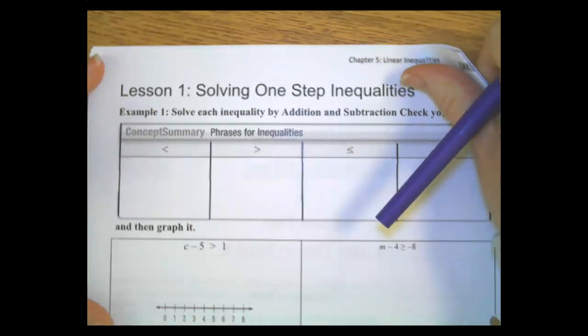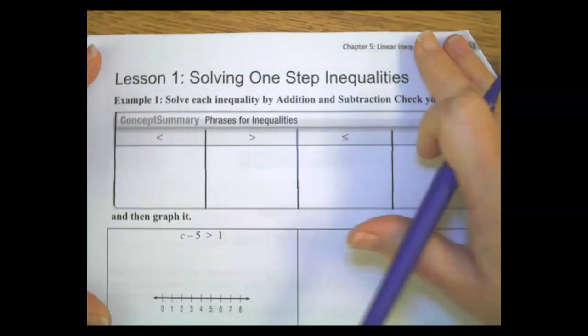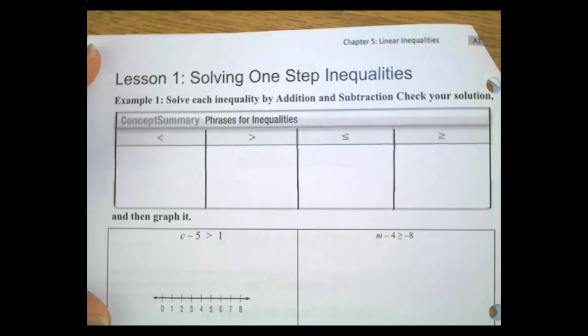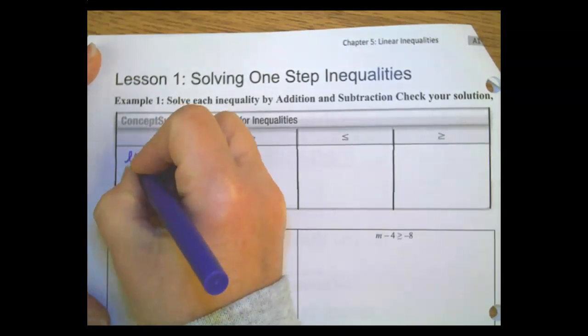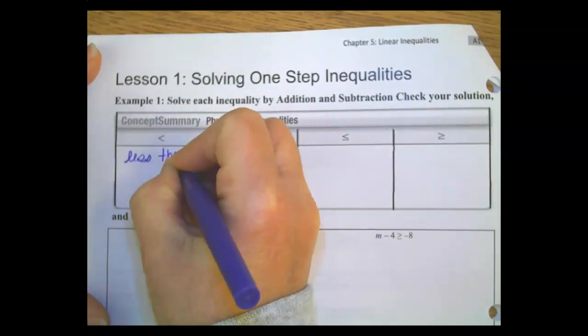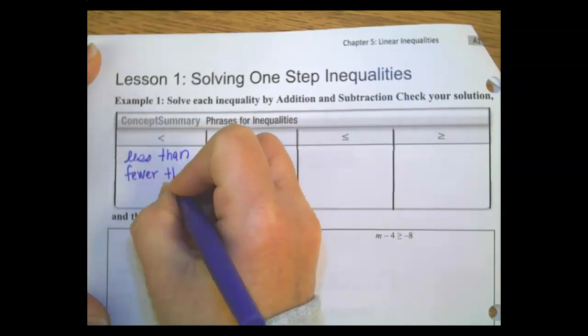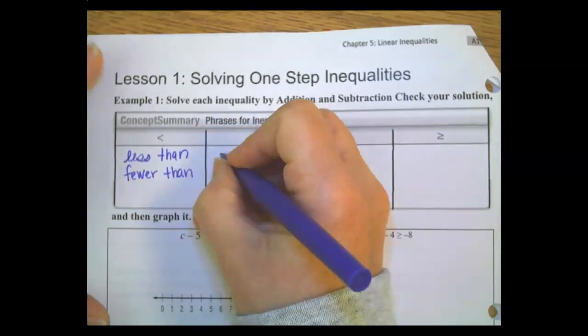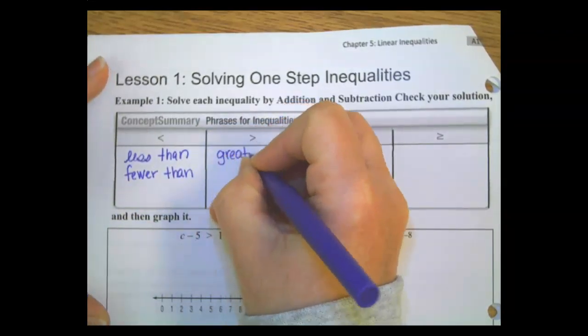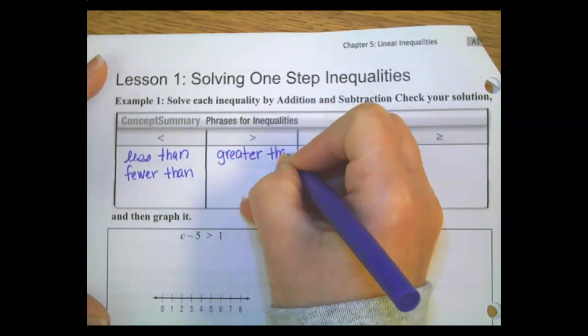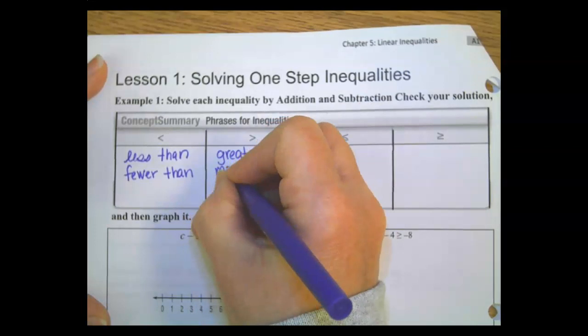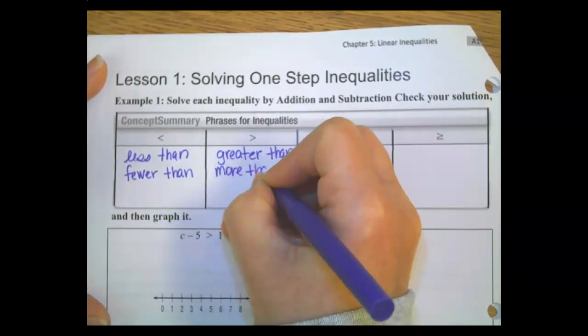Next, I think you'll like these because this is something you're kind of familiar with. You guys know how to solve equations, and basically that's all this is. So we're looking at words that mean these things. This is your less than, or fewer than. This would be greater than, and we can add to this as we go. More than. So those are pretty easy.